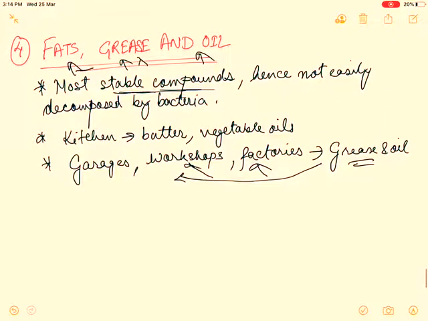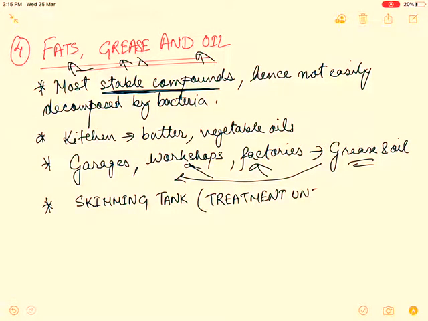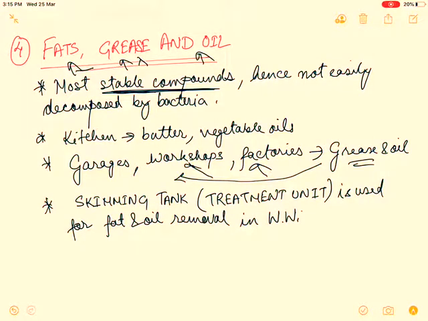And generally they are more stable, so their oxidation is not that possible. Okay, so the treatment unit used to remove grease, oil and fat is the skimming tank. Okay, so a skimming tank is a type of treatment unit used for fat and oil removal in a wastewater treatment plant.